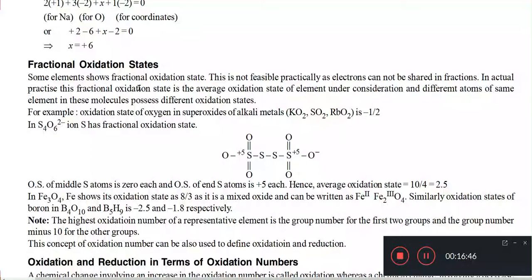Next, fractional oxidation state. Some ions like peroxide ions you have studied already, rubidium peroxide, potassium peroxide, and this one, sulfur. This is not sulfur dioxide. Strontium oxide, superoxide.